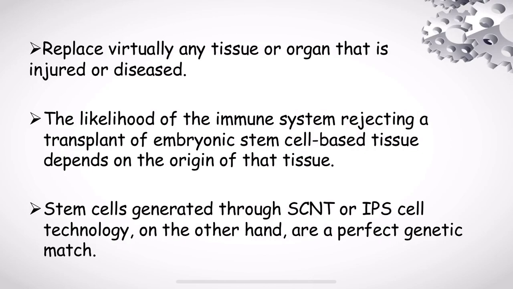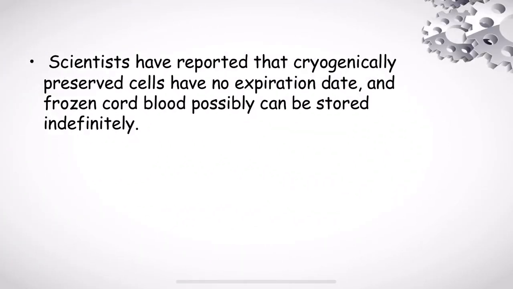The likelihood of the immune system rejecting a transplant of embryonic stem cell based tissue depends on the origin of that tissue. Stem cells generated through SCNT or iPS cell technology, on the other hand, are a perfect genetic match. Scientists have reported that cryogenically preserved cells have no expiration date, and frozen cord blood possibly can be stored indefinitely.